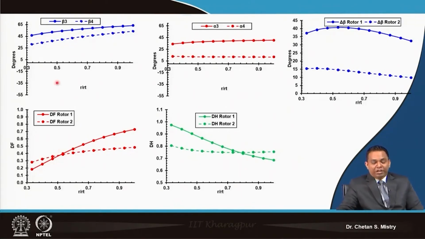Here if you look at my de Haller's factor for rotor 1, we are getting very high near the hub region. In comparison to that, our de Haller's factor is coming to be lower. Now, you must be knowing the reason. We are talking about the relative velocity ratio. Okay.